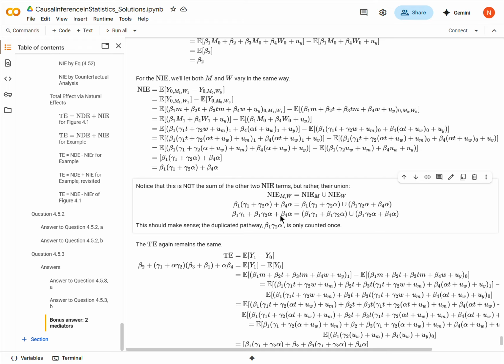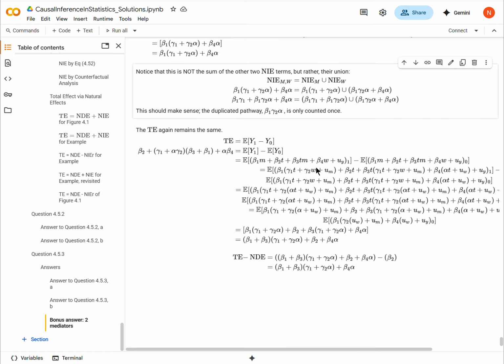And then we see, let me skip that one, beta 4 alpha. Okay, well, we see that comes from the NIE sub W. And then we see that beta 1 gamma 2 alpha is represented in both of the NIEs for M and W. And so we don't want to count that twice. And so the union is the thing that gets captured when we use both as mediators, which again is very gratifying. Okay, and then we get the total effect.